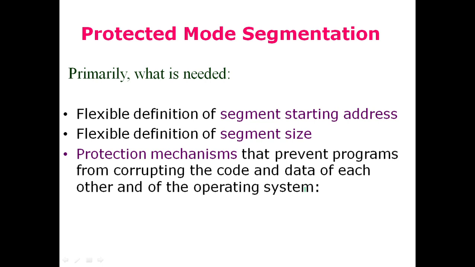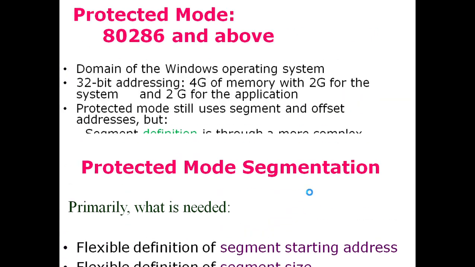A protection mechanism would prevent programs from corrupting the code and data of each other and of the operating system. The operating system commands and programs should be protected from user programs, otherwise the system can crash. So these are the main features that are included in the protected mode segmentation.